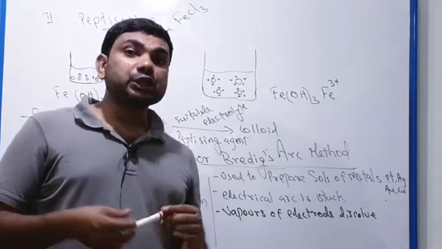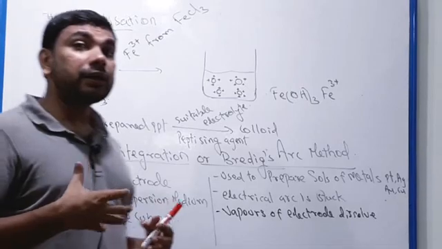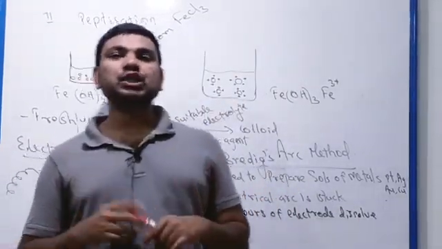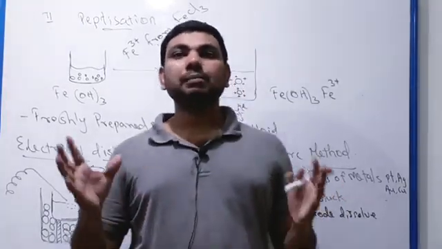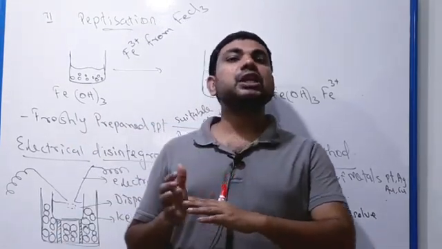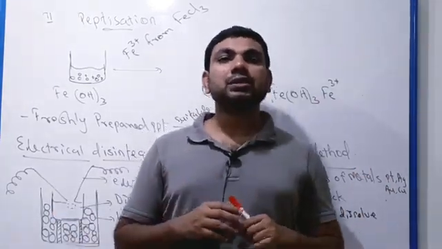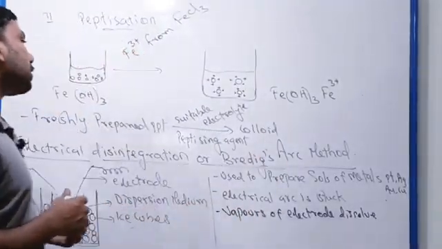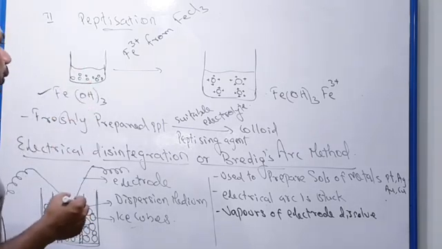Second method of preparation of colloid, it is peptization. Peptization means freshly prepared precipitate changed to colloid by adding suitable electrolyte. This method is called peptization. We have some freshly prepared precipitate. This freshly prepared precipitate converts into colloid by adding suitable electrolyte. This method is called peptization. See here example for peptization. We have precipitate of iron hydroxide, Fe(OH)3.